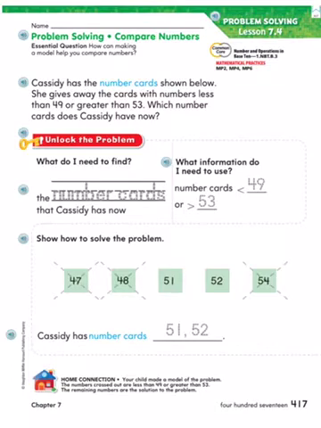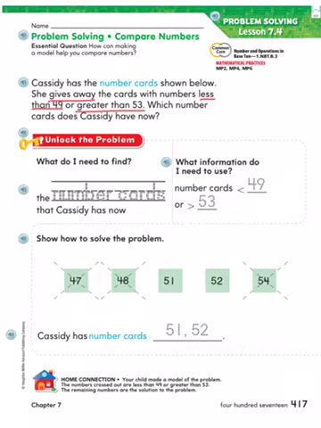Okay, so what you're going to do with all of these problems is find the really important information. So first off, I see it says she gives away some cards, okay? When she's going to give away some cards, I'm going to cross them off so I know that we're taking them out, okay? I also see it says less than 49. That's an important part. And then also greater than 53.